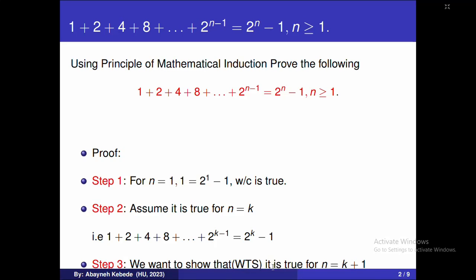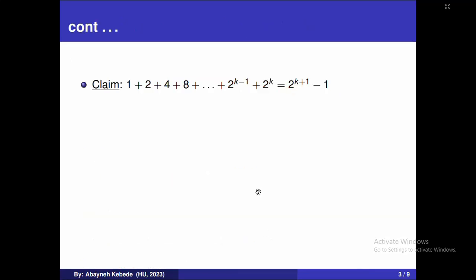We want to show that it is true for n equals k plus 1. This implies that we need to show, for n equals k plus 1, 1 plus 2 plus 4 plus 8 plus ... plus 2 raised to k minus 1 plus 2 raised to k plus 1 minus 1, which is 2 raised to k, is equal to 2 raised to k plus 1 minus 1. That is our claim.